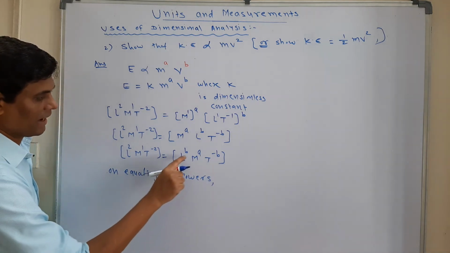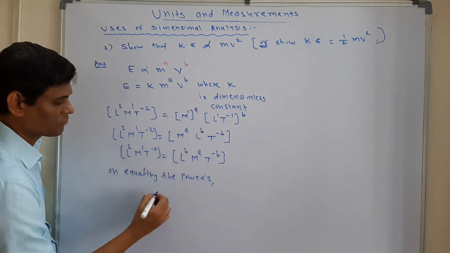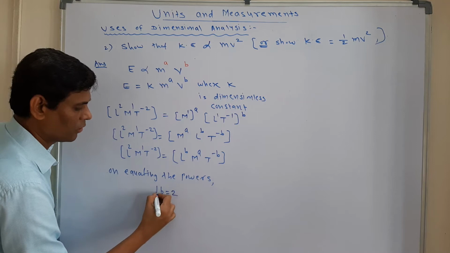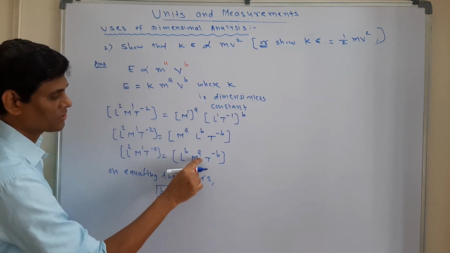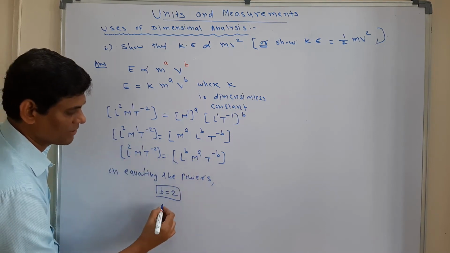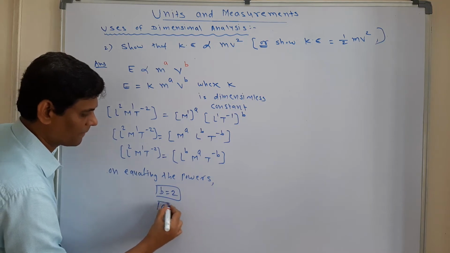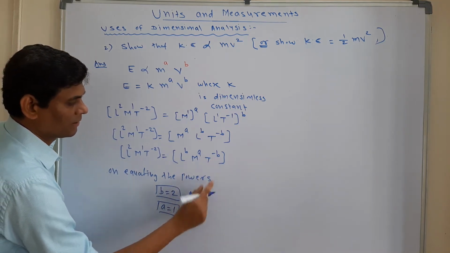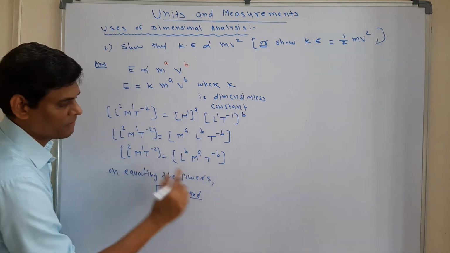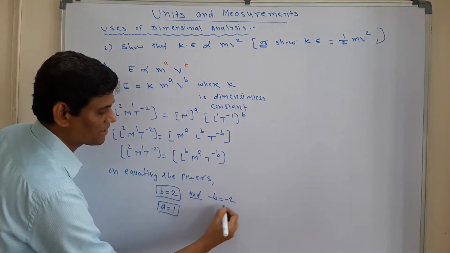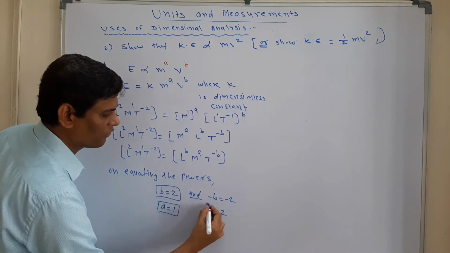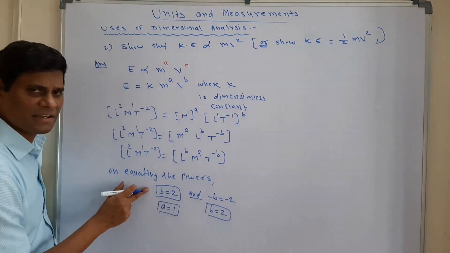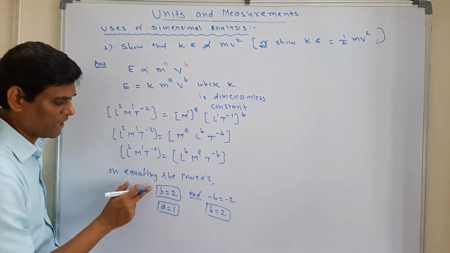Fine. So L raised to B, L raised to 2. So B equal to 2. M raised to A, M raised to 1. So A is equal to 1. And if I equate this also, minus B equal to minus 2, that means B equal to 2. For B we already got the answer. Fine. So A is equal to 1, B equal to 2.